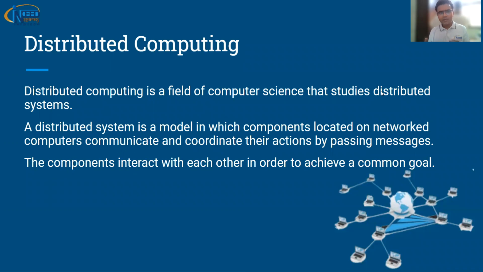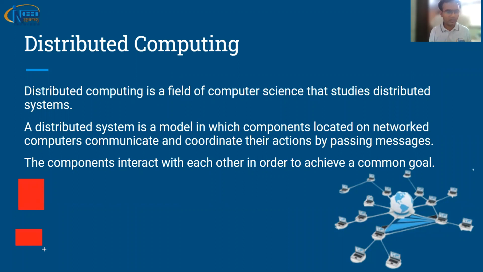Now, because we are getting into something where we are talking about distributed everything, let me introduce what exactly distributed computing is. This will give you a fair idea of what it means when we talk about distributed everything. So distributed computing is a field of computer science that studies distributed systems. Again, this is a technical definition, so let me draw something for you which will make it very easy to understand.